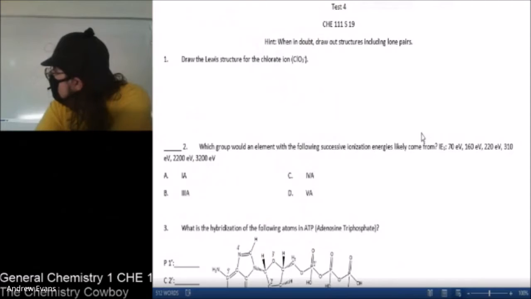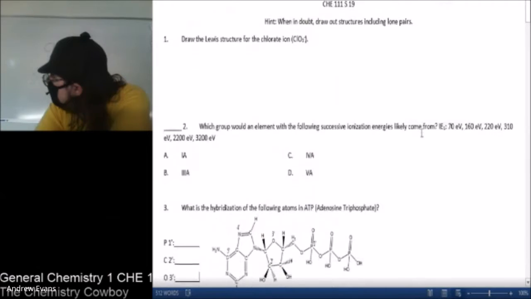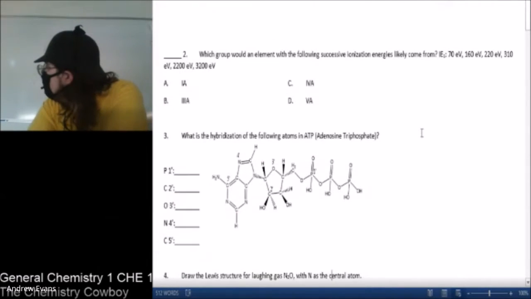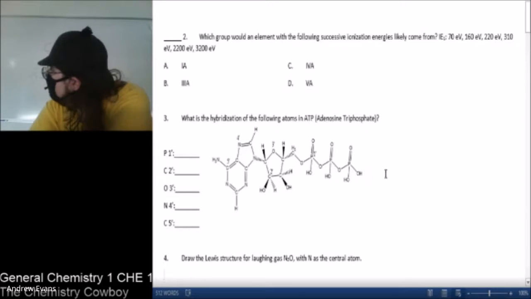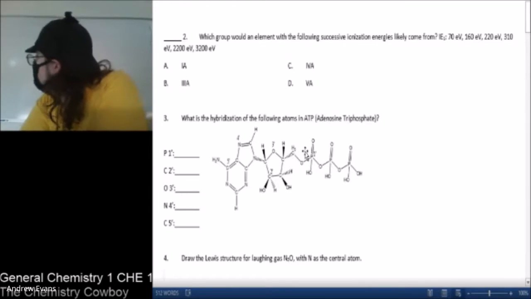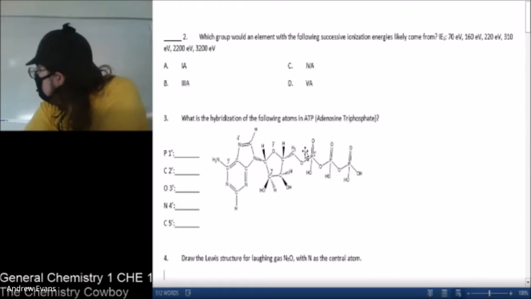Okay, scrolling down. Skipping 2. 2 would be chapter 5 material. We don't need to worry about that. This is way harder than what you're going to see on the test, but the basic structure here, this is ATP, one of the molecule energies of life that you need to know for biology. But what this asks is, what is the hybridization of the following atoms? This looks incredibly hard, but really, you count the single bonds, and that is going to be related to your hybridization.